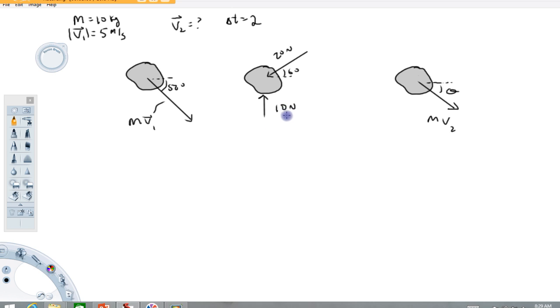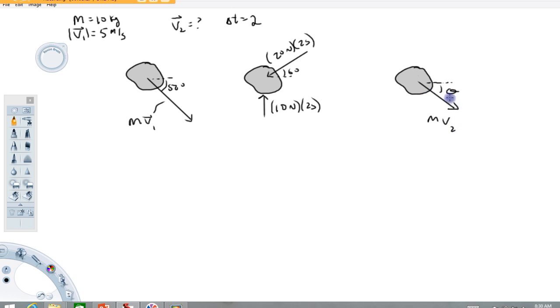Now that's not an impulse diagram. This is just a standard force vector free body diagram. You turn those into impulses by multiplying them times time. Now these are impulses. Then you draw the final momentum vector for the system.